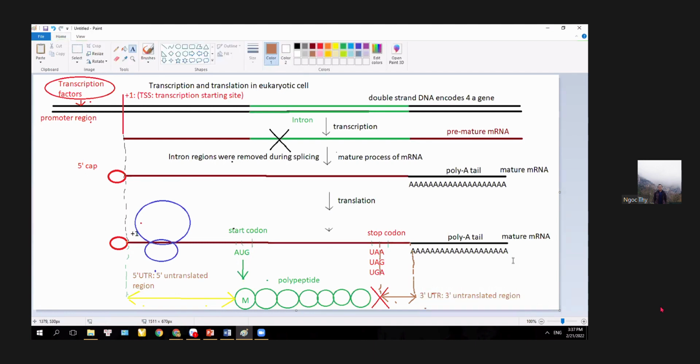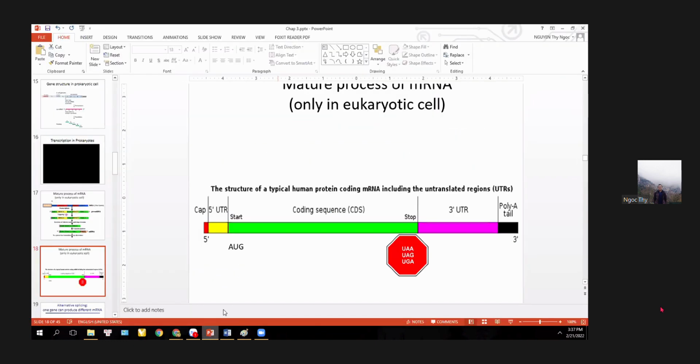Okay. So like the structure of the mRNA here, we have the 5' UTR and the 3' UTR. So this is the position of +1, the transcription starting site, and this is the start codon. All the region in here is 5' UTR.